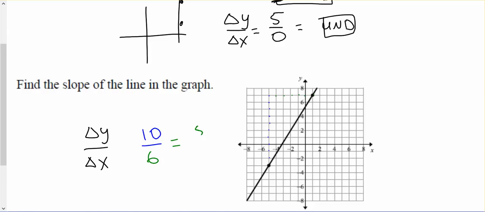That can simplify. 2 goes into both of those. That simplifies to 5/3, up 5 over 3. Up 5, 1, 2, 3, 4, 5, over 3, 1, 2, 3. Takes us right to that line again, so we know we're right.